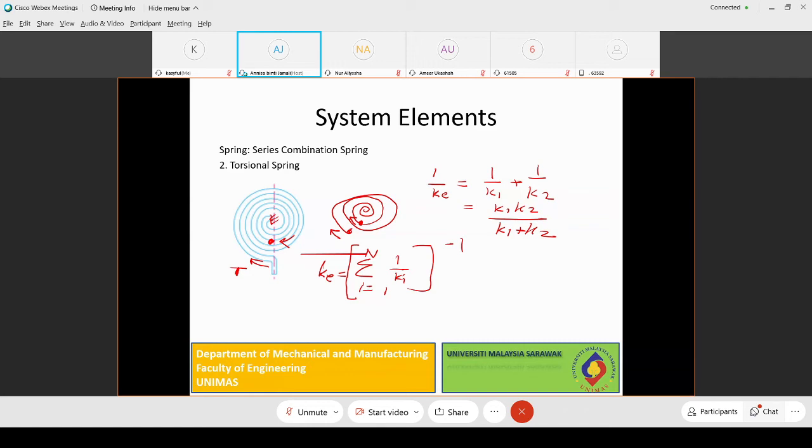Okay, up to here, any question before I continue with the common structural elements? Any question? Yes, no? No, madam. All right. Okay, let's continue.